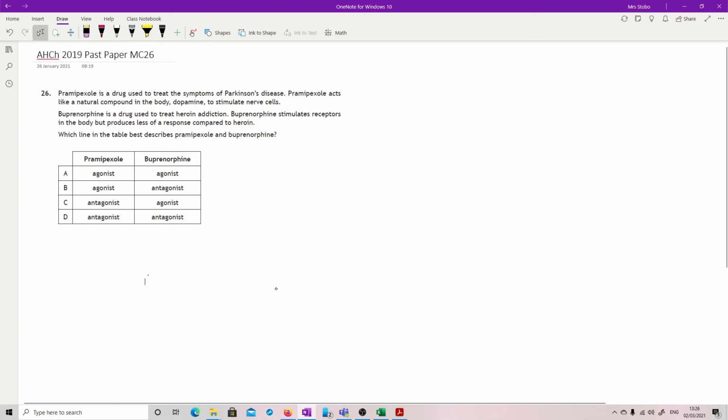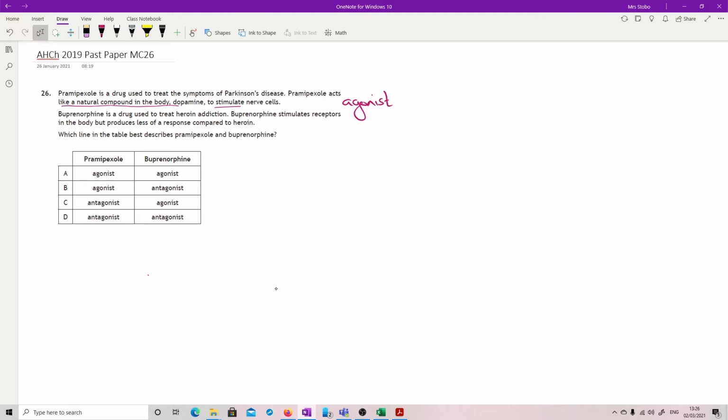Question 26. Pramipexole is a drug used to treat the symptoms of Parkinson's. Pramipexole acts like a natural compound in the body, to stimulate the nerves. So that is an agonist.